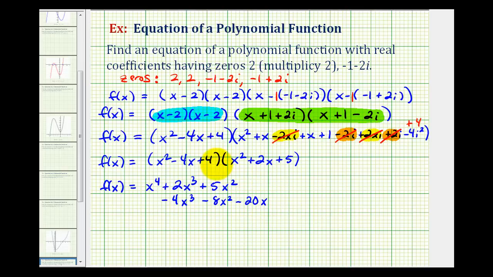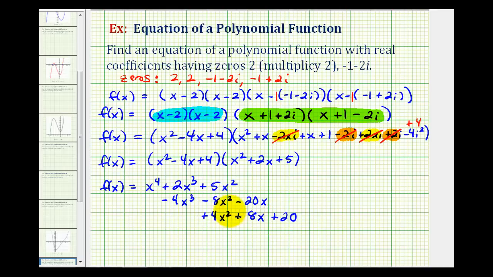And now we'll distribute the 4 into the second trinomial. 4 times x squared, that's plus 4x squared. Again, I'll put this under the x squared terms. 4 times 2x, that's plus 8x. Put this under the x term. And then we have 4 times 5, that's plus 20.